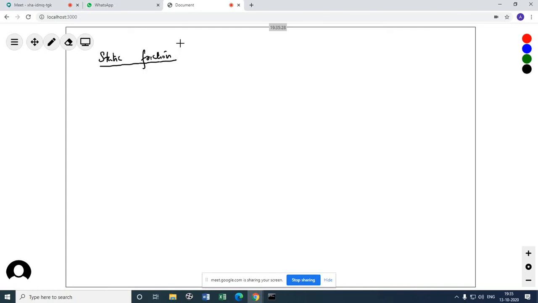So, what is static friction? The force of friction that exists between two bodies when they are at rest. Okay, I'll give you an example. So in order to do that example, let me do like this.